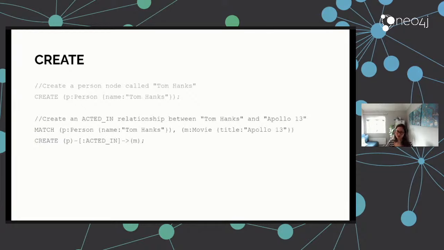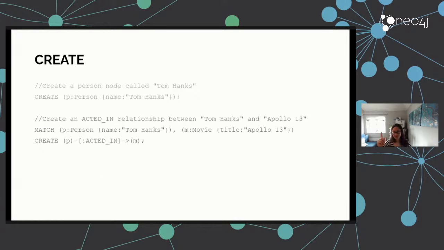If I wanted to create a new relationship between two existing nodes, I would first go off and find these existing nodes. So I'm going to match my person node for Tom Hanks. I'm going to match my movie node of title Apollo 13. And then I use the references that I've created: P for Tom Hanks, M for the movie Apollo 13. And then again, I use create and I'm saying create an acted in relationship between P and M.